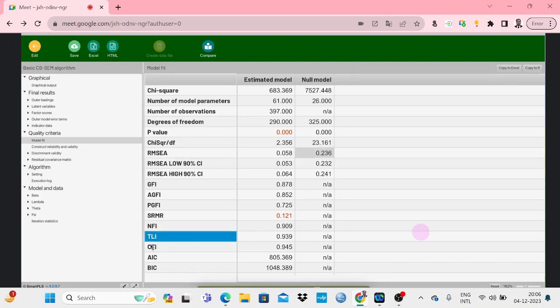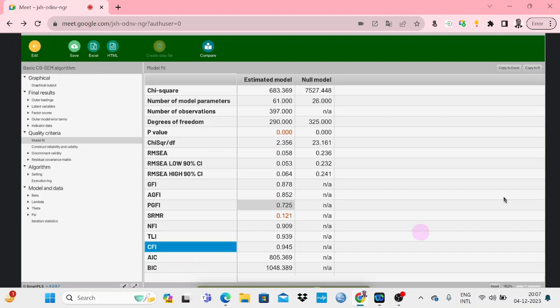Earlier, TLI, GFI, AGFI, PGFI, all these were being reported, and these had to be at least 0.9 for a good fitting model. Nowadays, only CFI and RMSEA are required. Why? Because it was reported some time back that these two fit indexes are least affected by sample size. That means you cannot manipulate these indexes by increasing or decreasing the sample size. That's why these two indexes are now finally being called upon when fit indexes are reported for CB-SEM.